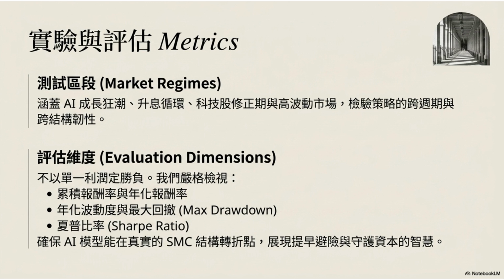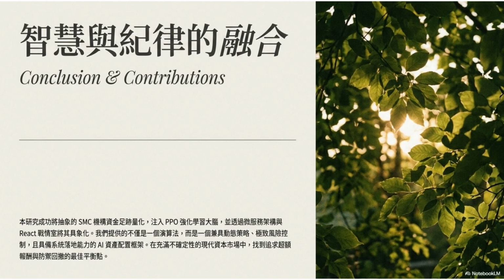To evaluate the effectiveness of the proposed method, this research will conduct multi-year backtesting using historical market data. The backtesting period should cover different market regimes, such as AI growth periods, interest rate hiking cycles, technology stock corrections, and high volatility markets. The evaluation metrics include cumulative return, annualized volatility, maximum drawdown, and Sharpe ratio. These metrics will help determine whether the PPO plus SMC strategy can outperform baseline strategies in both return and risk control. To conclude, this research has 5 expected contributions.